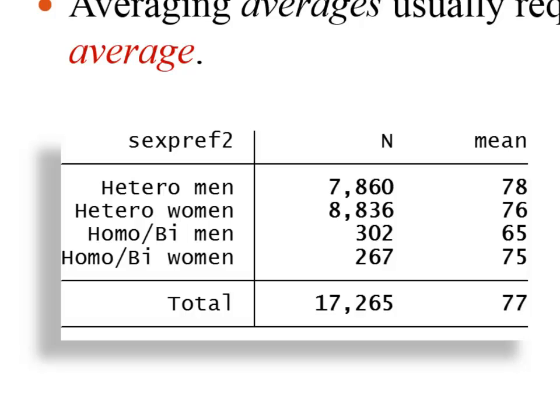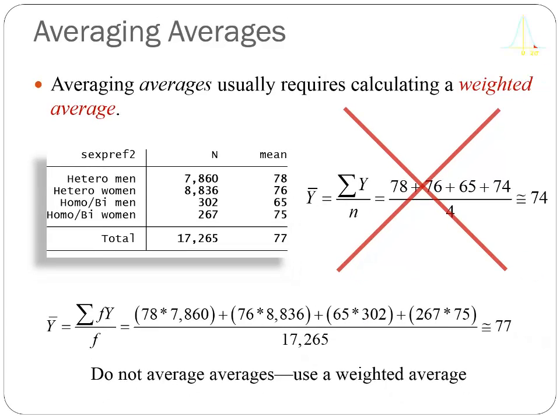You might be tempted to look at that column of averages and average the averages, 78, 76, 65, and 75. Well, hopefully that big red X through that formula is warning that you shouldn't do that. We can't do that because we have so few homosexual and bisexual men and women that their values need to be weighted less than the other more dominant categories.